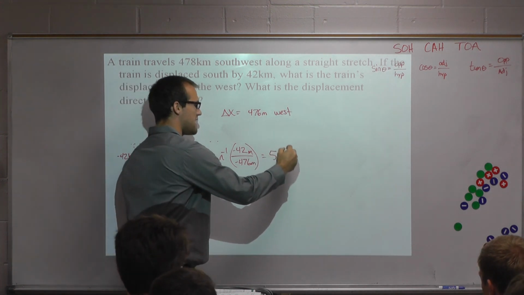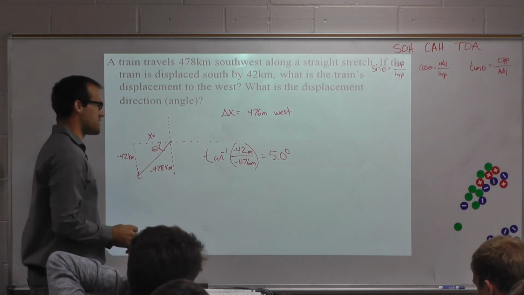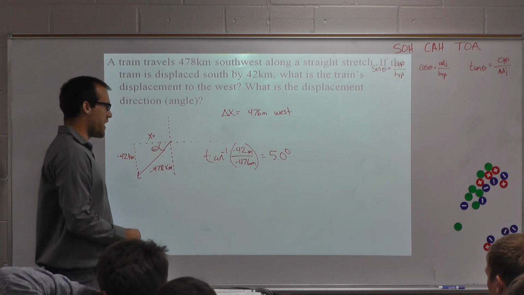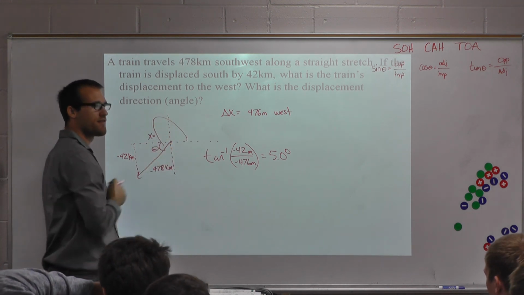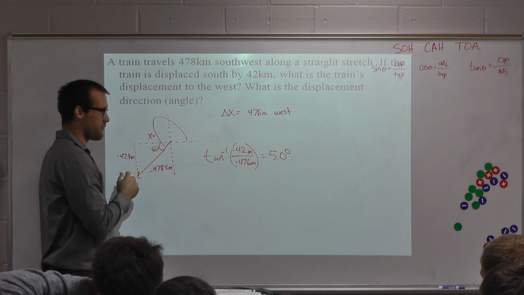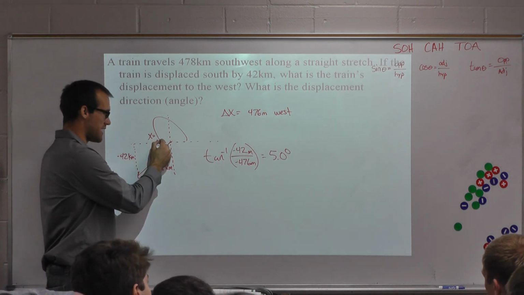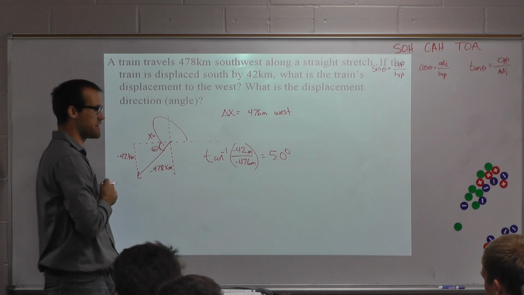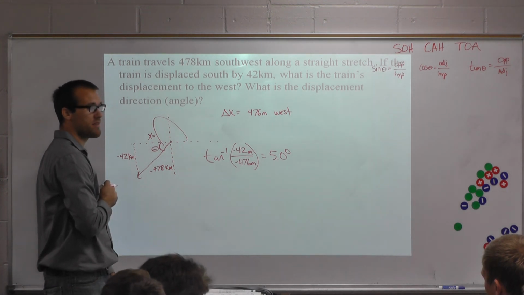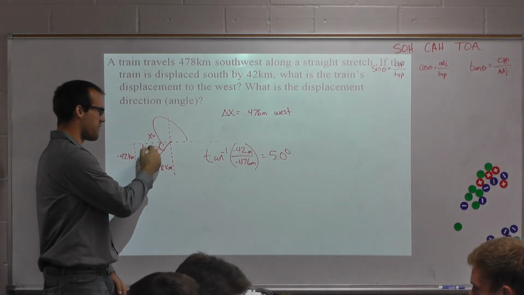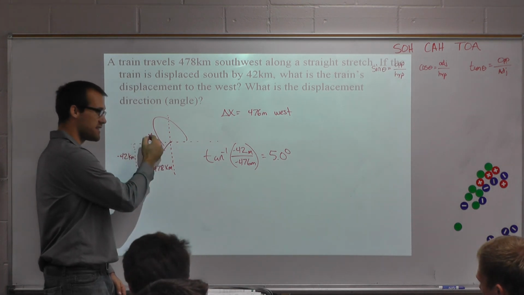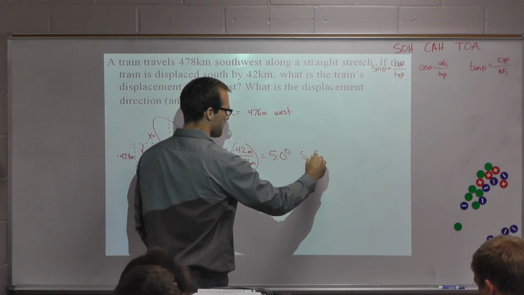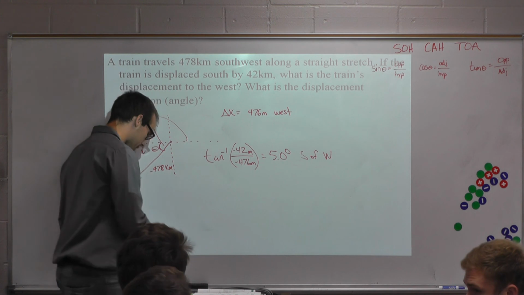Approximately 5 degrees. What's nice is we don't have to worry about this angle. That's not the 5 degrees; it's from the west component there. So we would simply say 5.0 degrees, what of what? South of west. Downward from west. South of west.